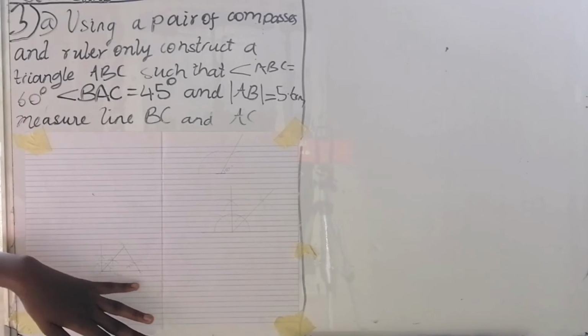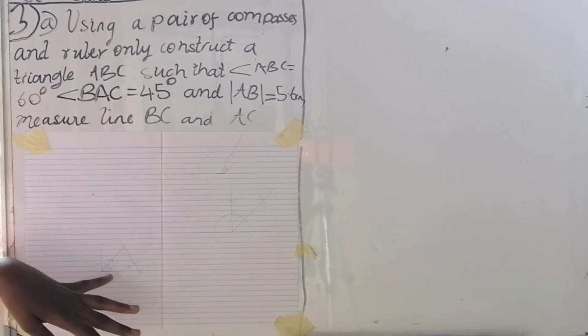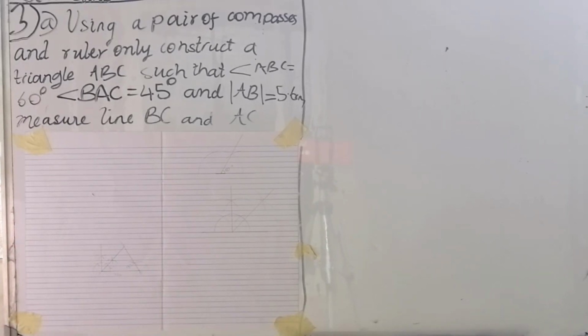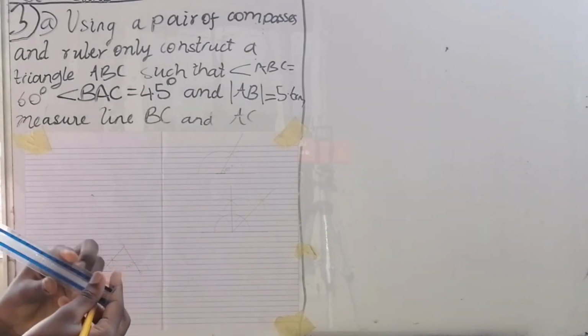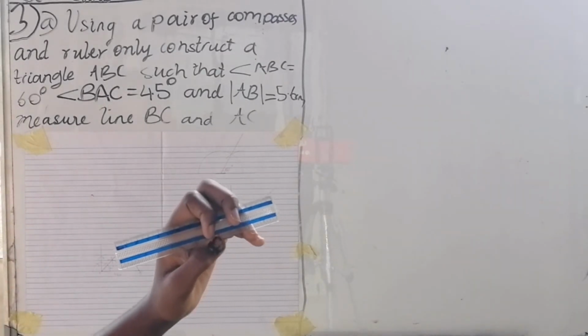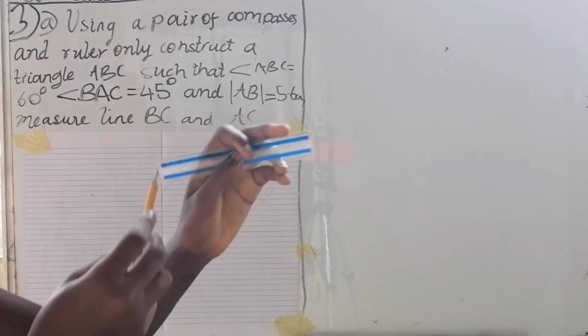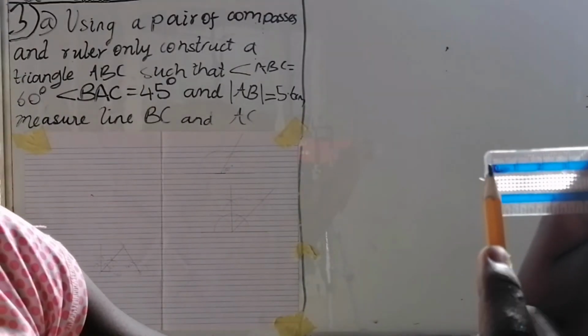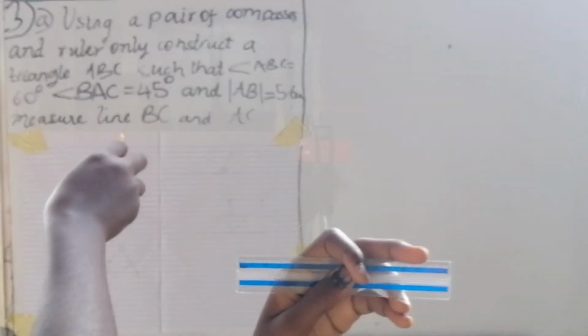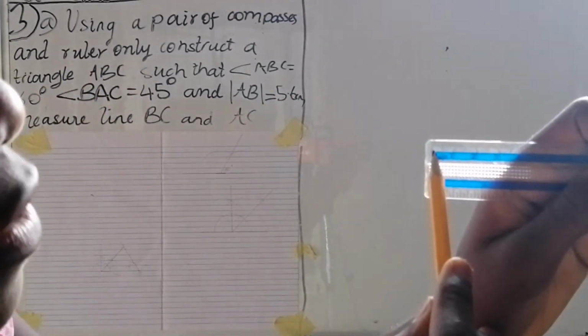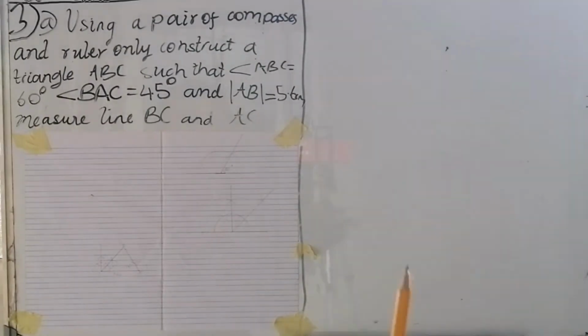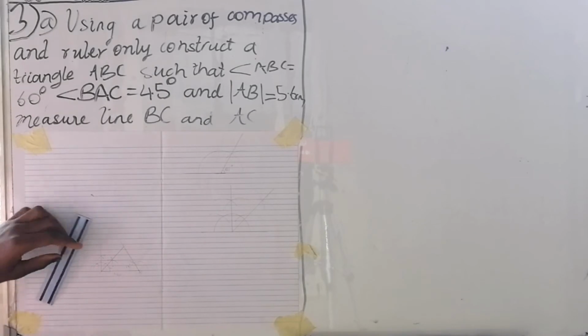So now that we have constructed these two things, we are being told to measure line BC, which is this, and line AC. So we have to measure it with our ruler. Whenever we are measuring a line, we always start from the 0 part. I know we are using centimeters, so we start from 0 centimeters to wherever it ends.